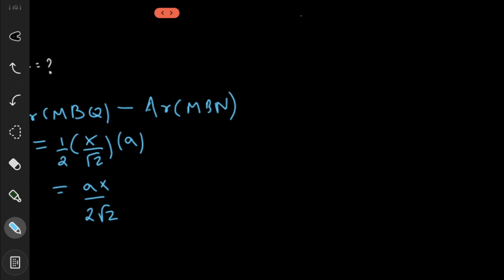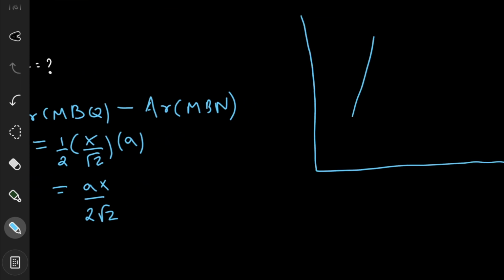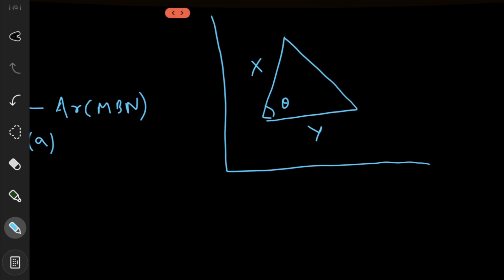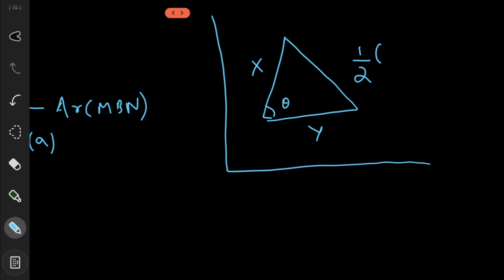So remember the formula for area of the triangle, that is, if in a triangle, one of the middle angles is theta and the adjacent sides to this angle are x and y, the area of the triangle is half the product of the adjacent sides, so x into y, multiplied with sine of that central angle, so sine of theta.